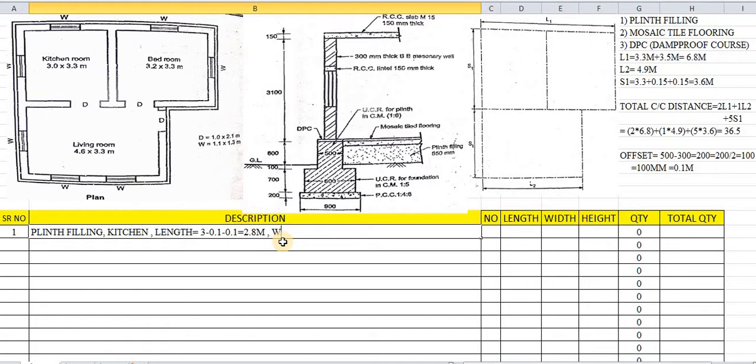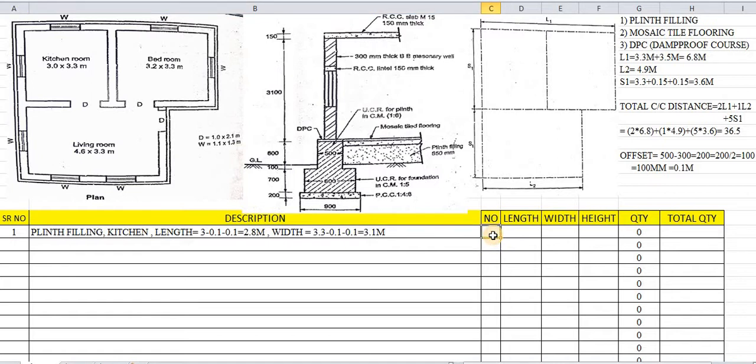Same way, we will calculate the width of this kitchen room. So 3.3 is the width. So 3.3 again minus 0.1 for this side minus 0.1 on this side. Along the vertical direction, the y direction, we will also leave 0.1 from the top side and 0.1 from this side. So again there will be an offset. So 3.3 minus 0.1, 0.1, that is 3.1 meters. So 3.1 meters is the width of this room.